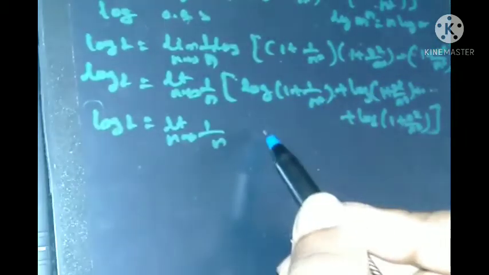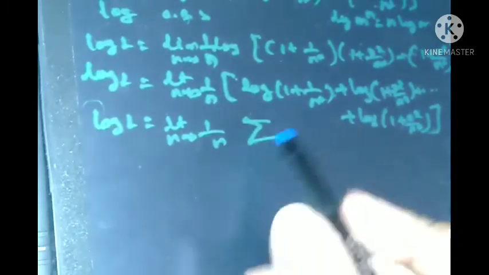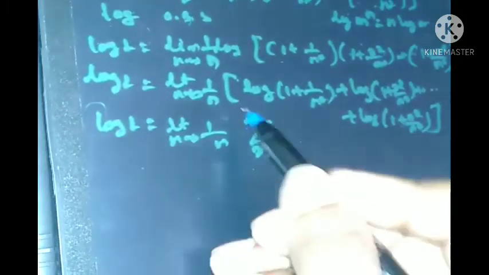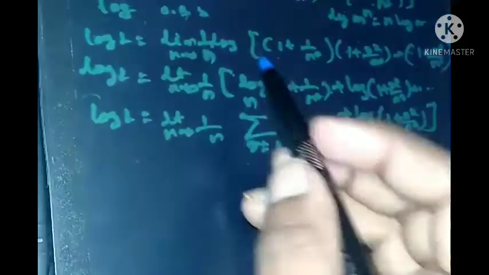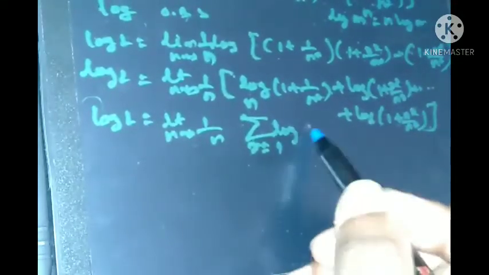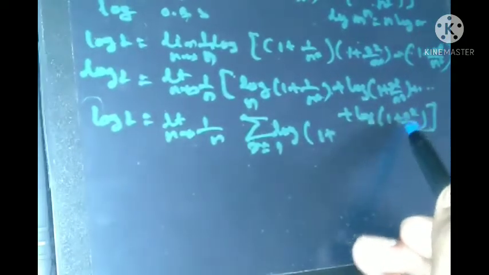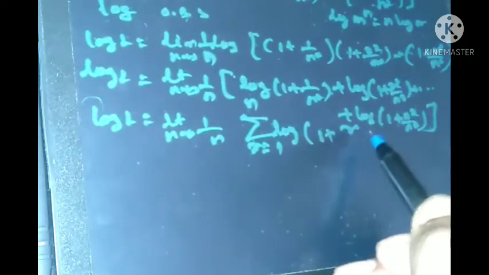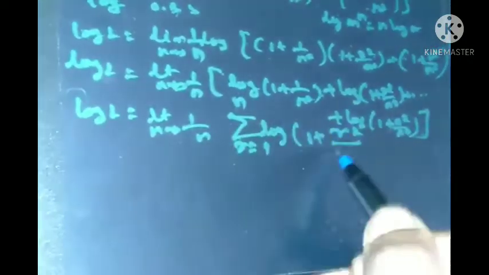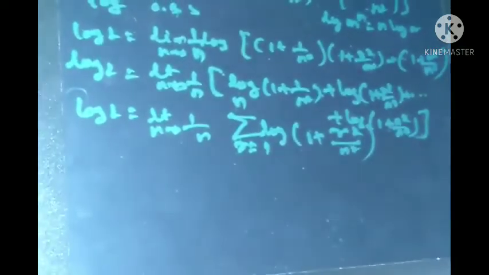This is written in the form of summation. This is equal to the sum where r varies from 1 to n, of log of 1 plus r square by n square, in place of 1 square, 2 square up to n square. This is the summation form.